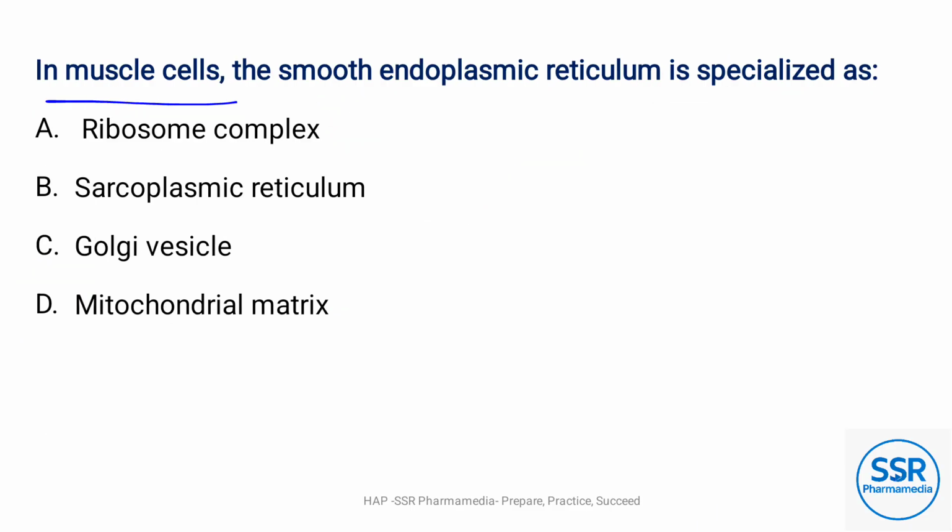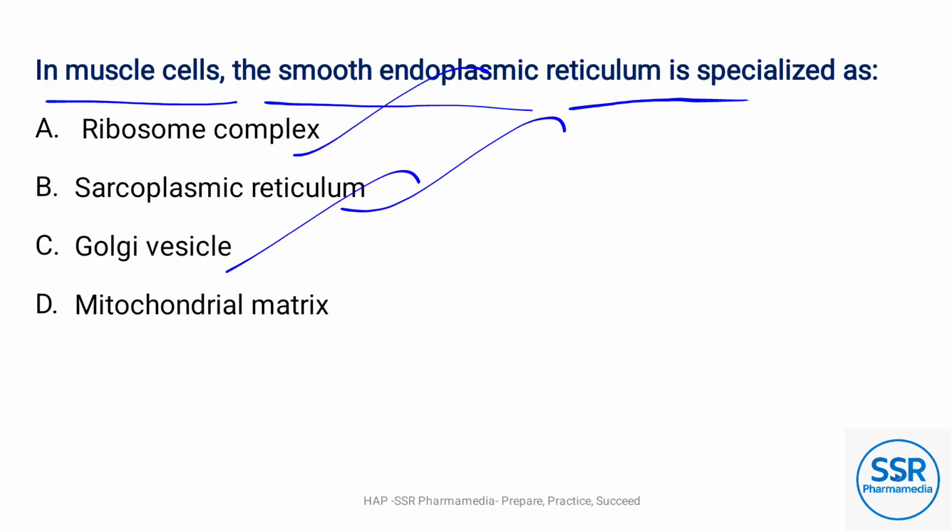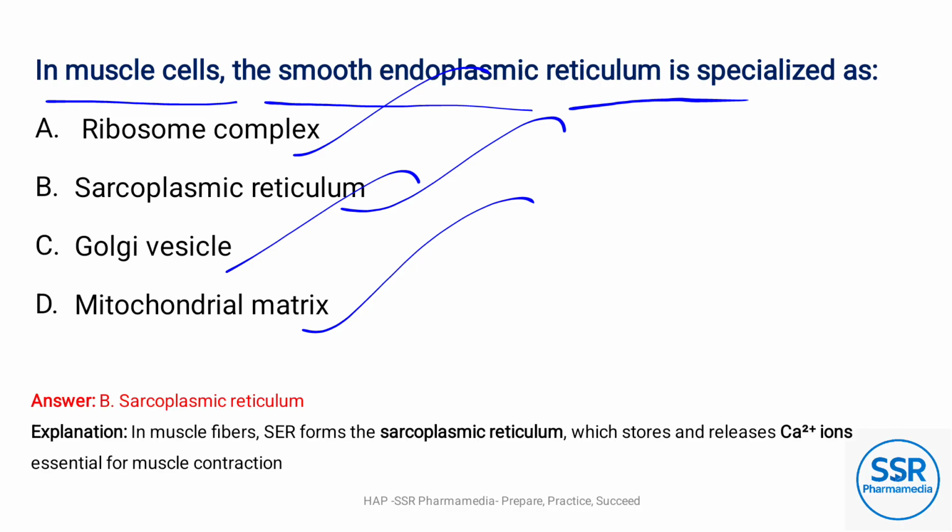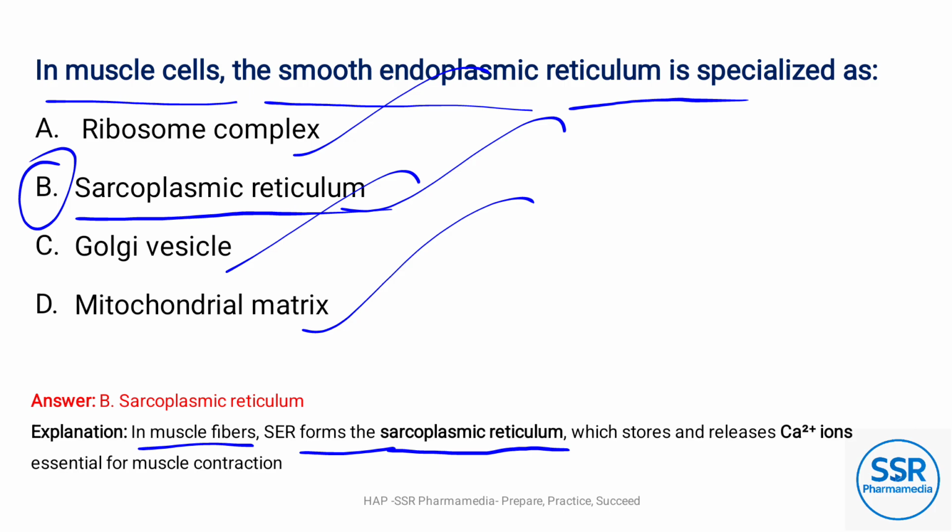Next question, in muscle cells, the smooth endoplasmic reticulum is specialized as: option A, ribosome complex; option B, sarcoplasmic reticulum; option C, Golgi vesicle; option D, mitochondrial matrix. So the answer is option B, sarcoplasmic reticulum. In muscle fibers, smooth endoplasmic reticulum forms the sarcoplasmic reticulum, which stores and releases calcium ions essential for muscle contraction.